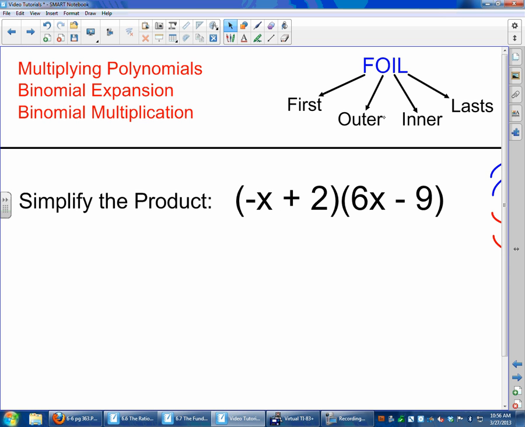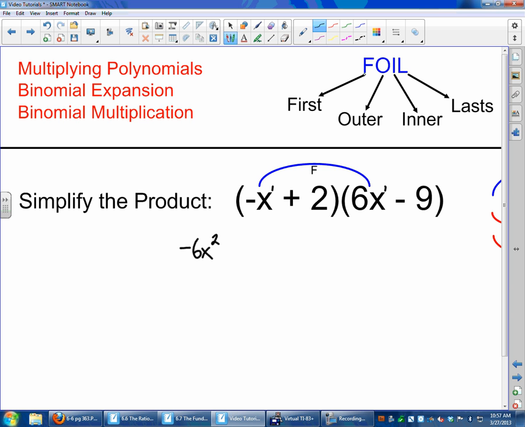The F in FOIL stands for first. So what you're going to do is take the first term in each binomial and multiply them together. So we're going to take the negative x times the 6x. Remember you take the numbers, there's really a -1 here. -1 times 6 is going to be -6. x times x, you add the powers when you multiply things with like bases. So this becomes -6x squared.